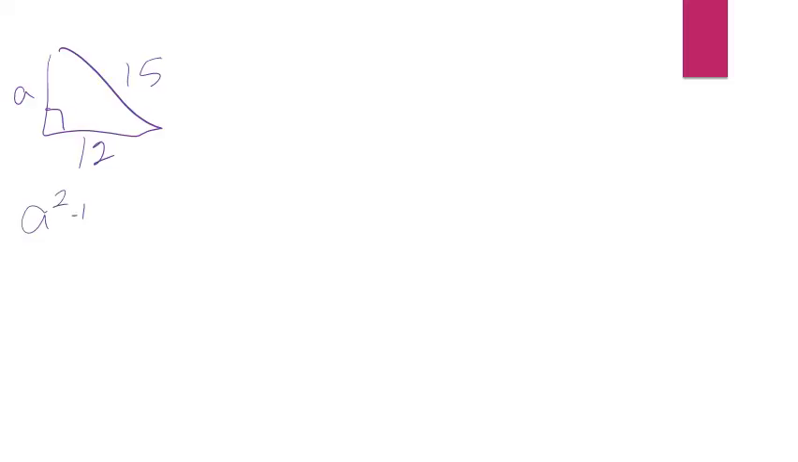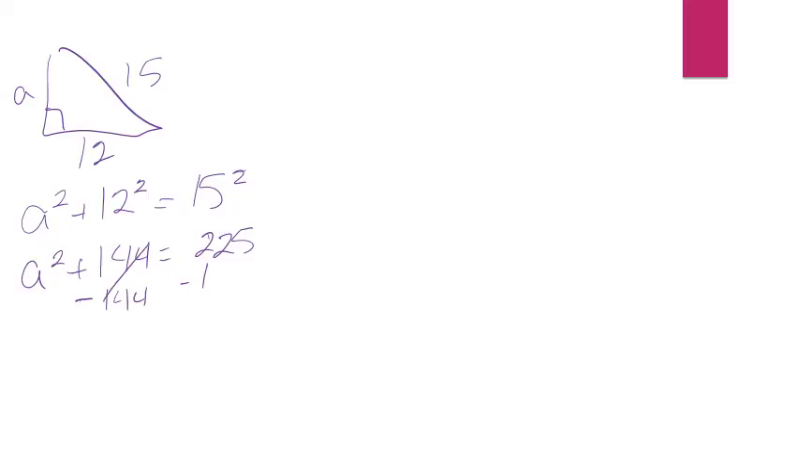So we're going to go a squared plus 12 squared equals 15. It does not matter which one you label A and which one you label B. So let's go ahead and simplify our squares that we can simplify. 12 squared is 144 and 15 squared is 225. Let's use our algebraic skills to figure out what A squared equals. A squared equals 81.